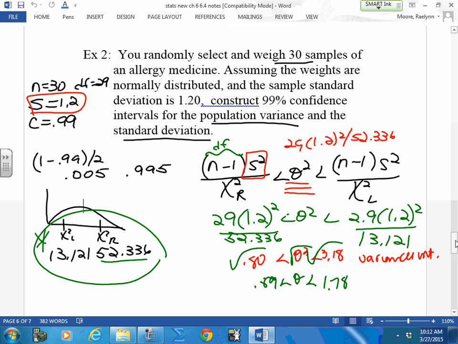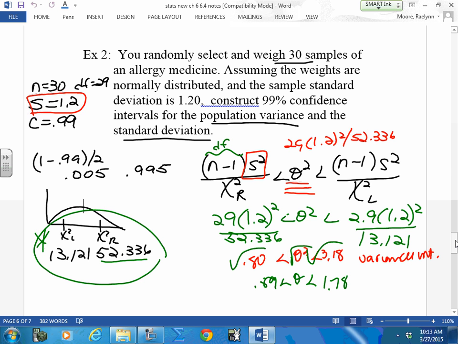Once you find your variance, if you take the square root of your variance, you get a standard deviation. So you have to take the square roots of everything, and this is the interval for your standard deviation. That's all there is. There's no margin of error. There's no mean. There's no plus or minus. The final answer is the square rooted ones. You have two answers, because one's for my variance interval, one's for my standard deviation.